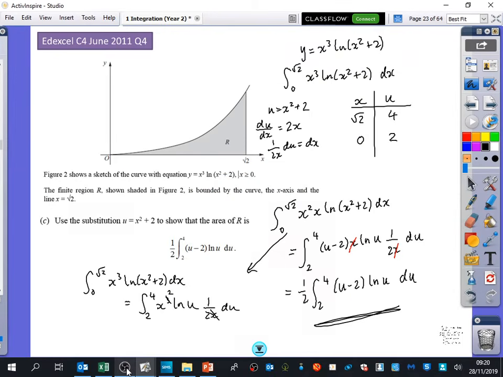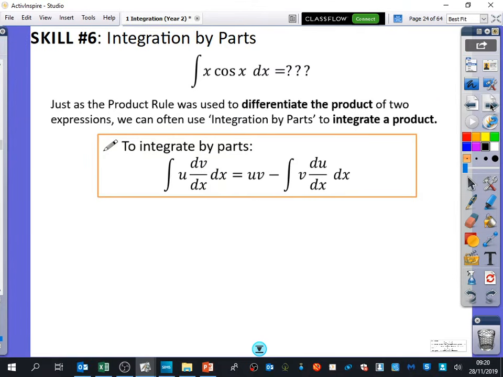We are now going to have a look at how to integrate by parts, okay? To integrate by parts here. Integration by parts, I actually think, is easier than substitution.